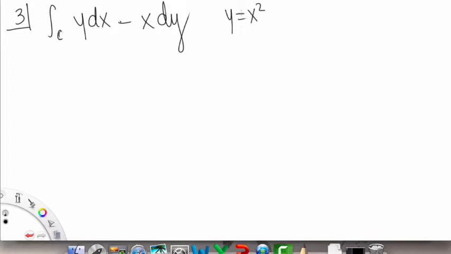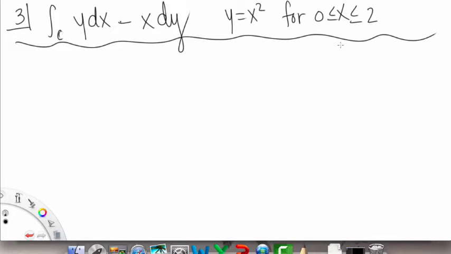So number 3, we're computing the following integral. Of y dx minus x dy. Okay? Also, the curve they give us is y equals x squared for x between 0 and 2. Alright? So this is what we're given, and we have to compute this integral here.